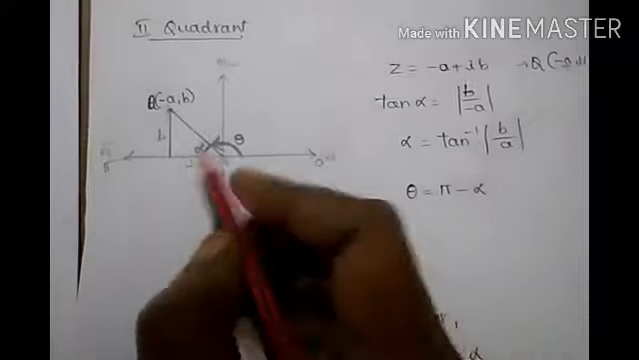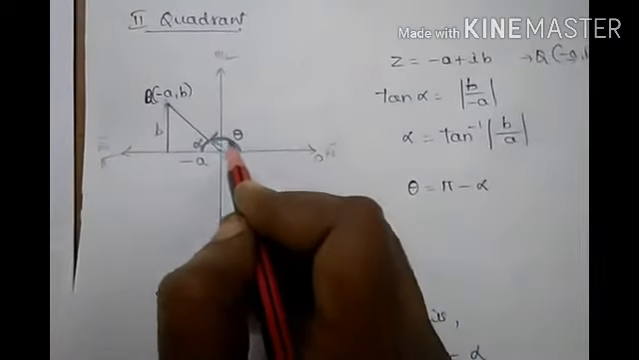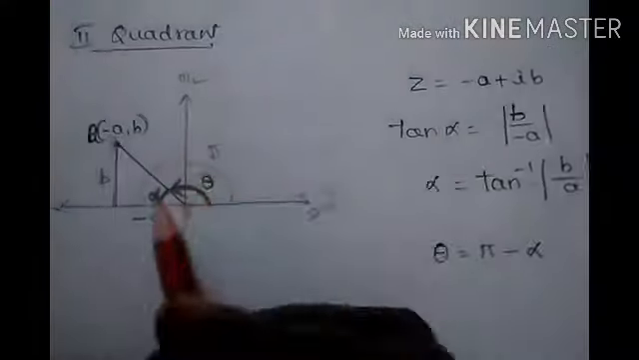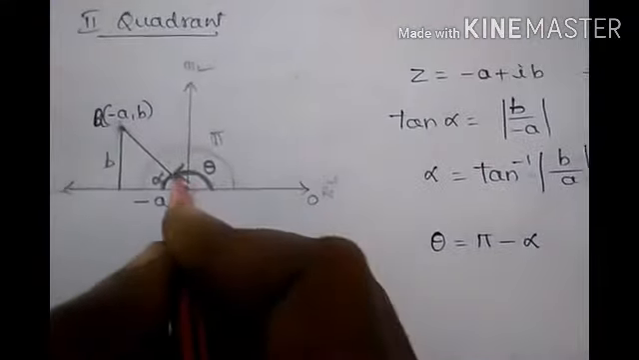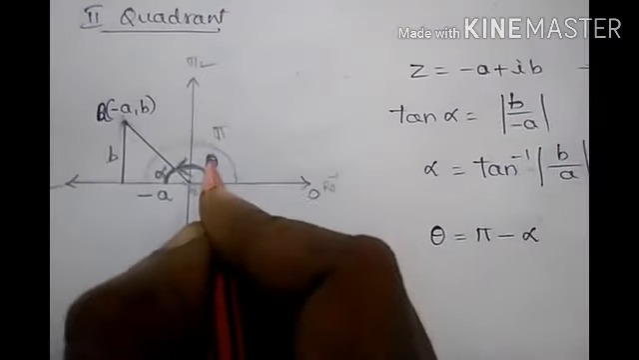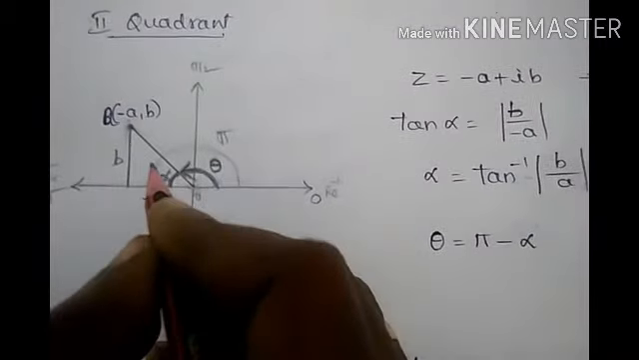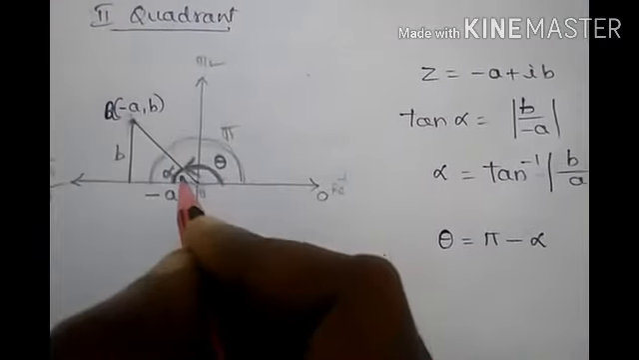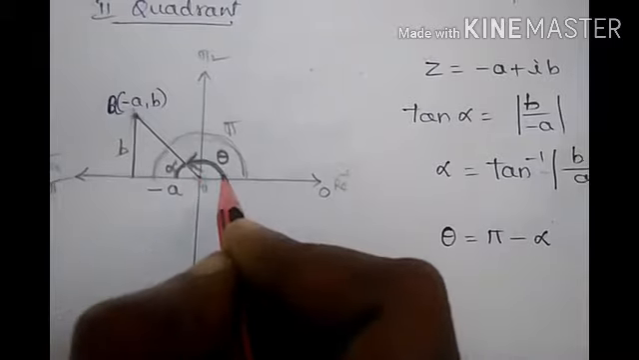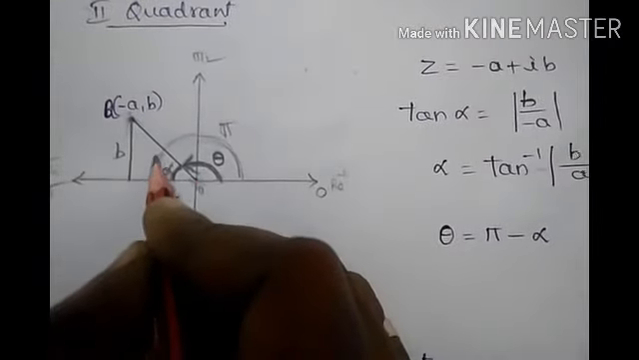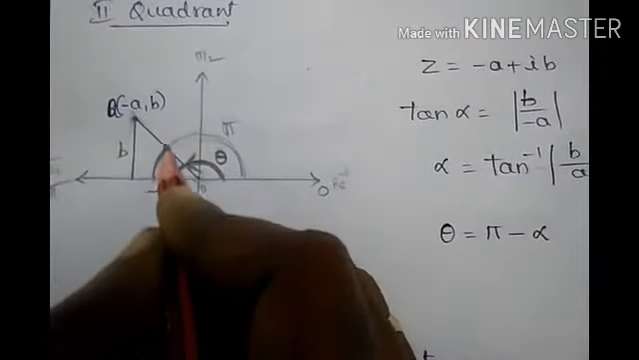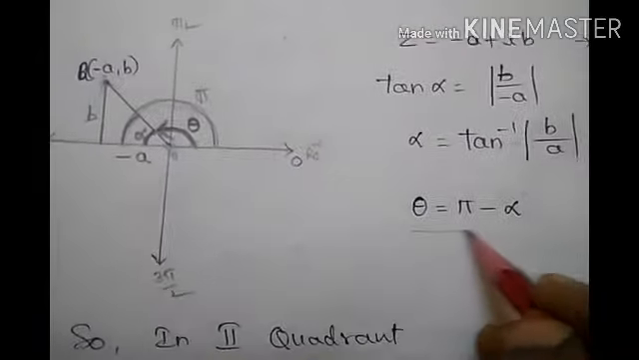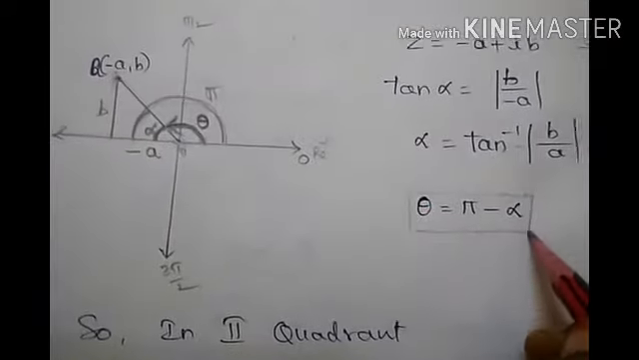Here we have to find the theta value, so first you should find alpha. To find the argument, that means the theta value, simply subtract alpha from pi. To find this angle, you should subtract alpha from pi. So theta equals pi minus alpha in the second quadrant.